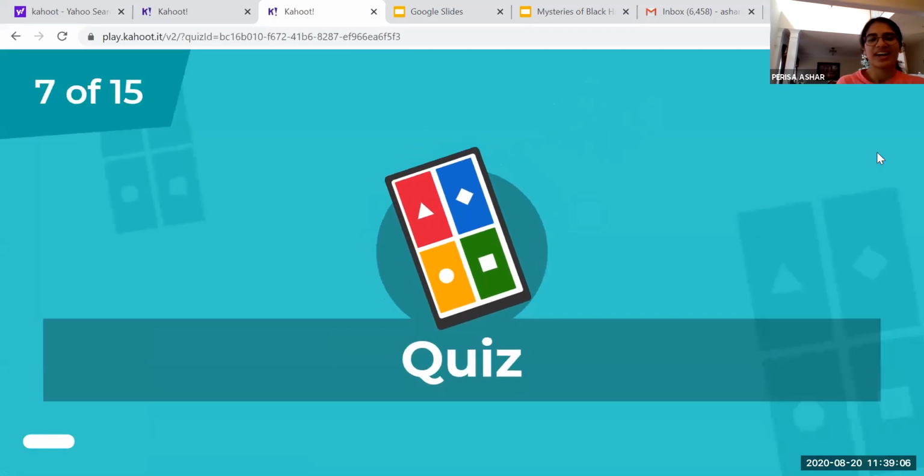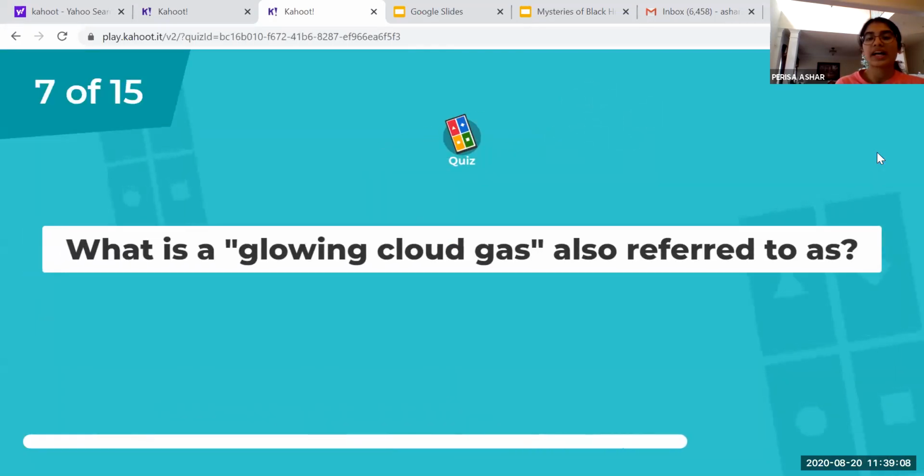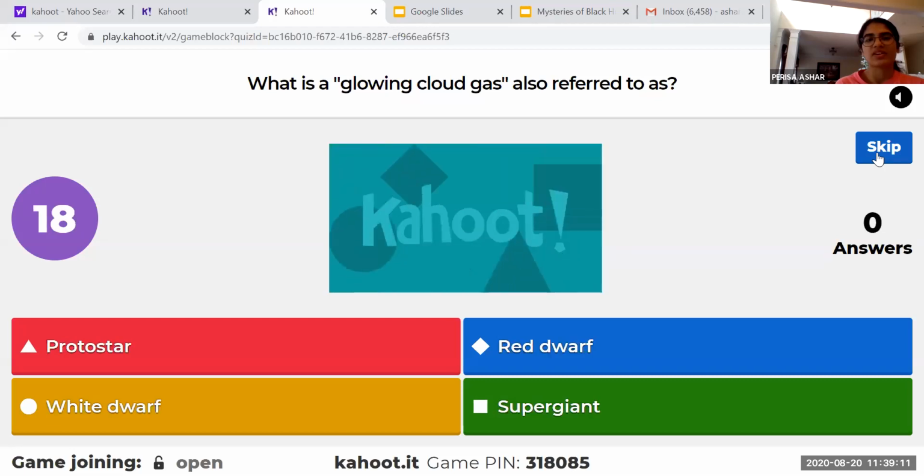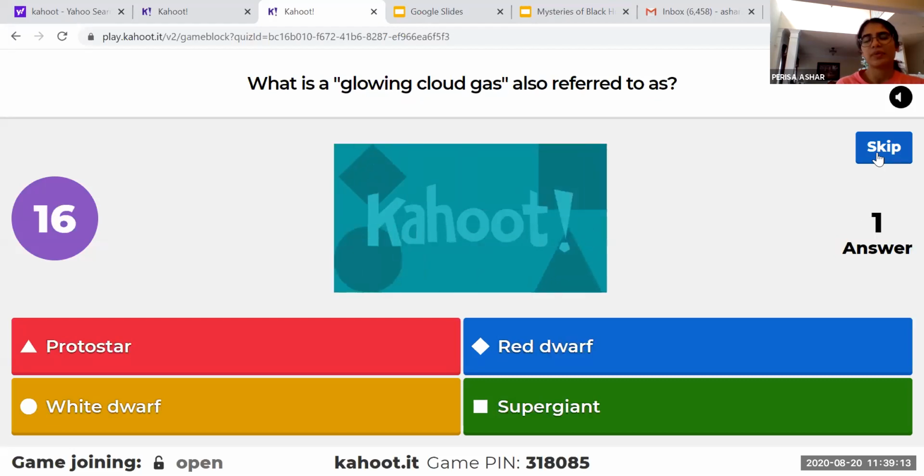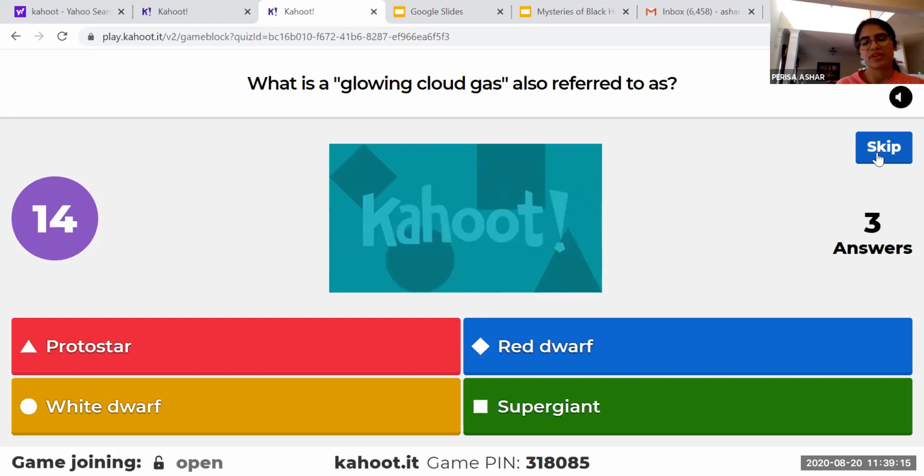That was tricky. So what is a glowing cloud of gas also referred to as? It was in the presentation. This might be an easy question. Think about how stars are formed.